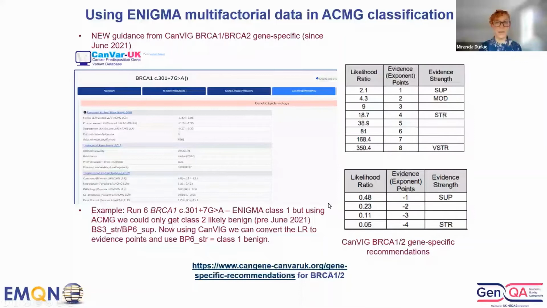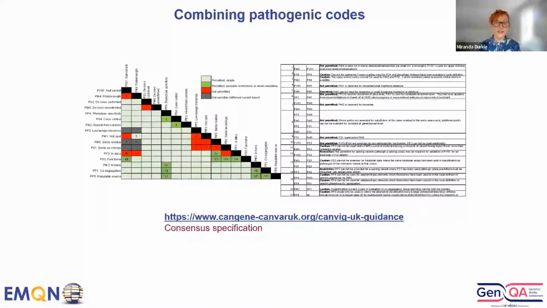And then my final two slides is the other area we get a lot of questions about and can be a very tricky area, which is how you combine the codes and which codes you can and can't use together. Dr. Alice Garrett from the CanVIG group has produced this really useful grid that's in the consensus specification, mapping out each of the codes. Where it's shown in light green, you can use those codes together. Where it's in the darker green with a number, you can use them, but there is a caveat that's shown in the table on the right, and those in red are not permitted to be used together. And again, that's all explained on the grid on the right.